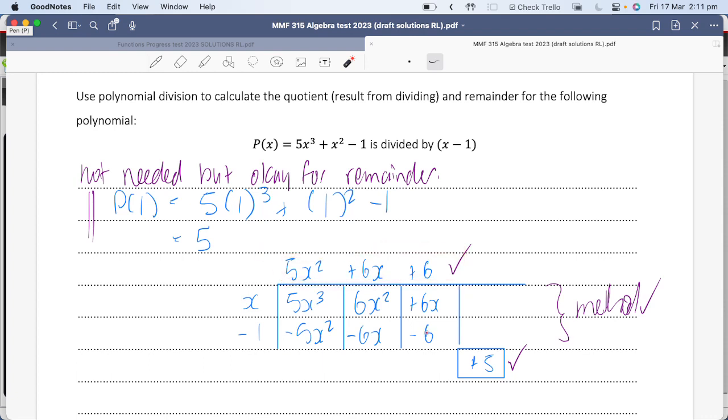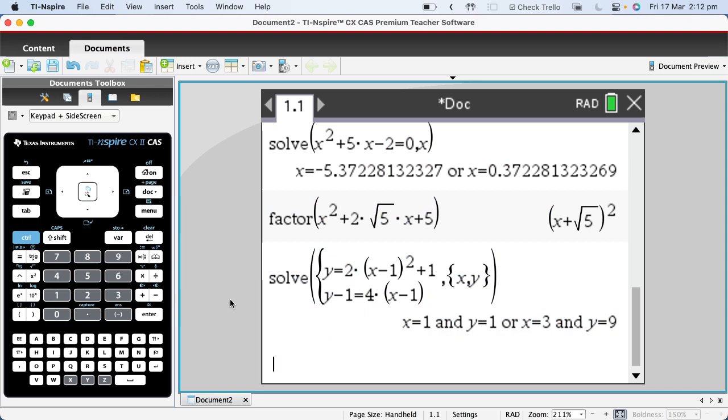Then I just confirmed, what would I have to do to minus 6 to get it to minus 1? The answer is add 5. And so the remainder is positive 5. And again, if you've got time in the test, you could substitute it in to P of 1 to work out that it is 5 as well. I don't normally use this, but a couple of students from the other class did. I don't think anyone from here did.